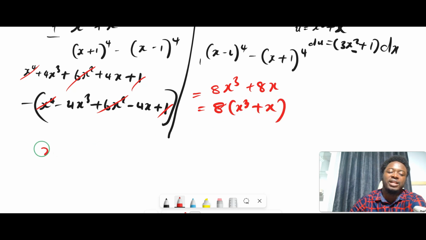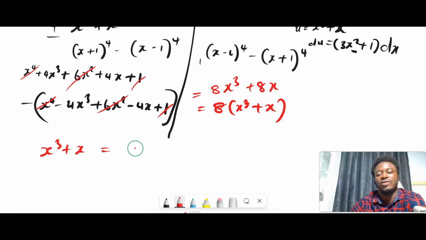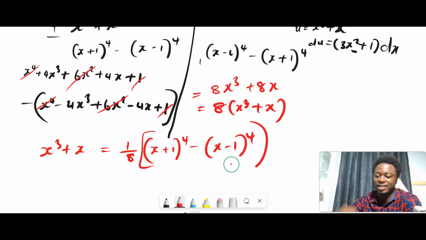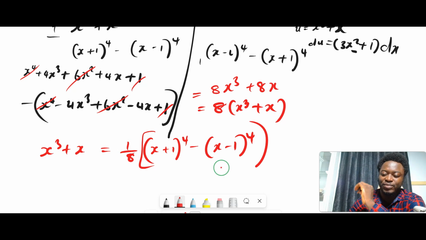Now you see the magic here. You see that x cubed plus x is 1/8 of x plus 1 to the fourth minus x minus 1 to the fourth power. Though you are never going to be able to see this without experimenting, that is why integrals are difficult, and that is why they are fun, because we will always experiment. You are always going to look at structures, patterns. But for me, the trick here is that since it's an x to the third, you basically think of x to the fourth power that can work.